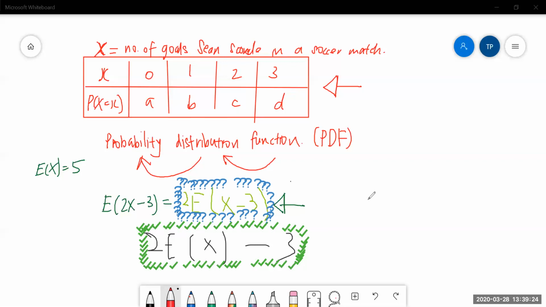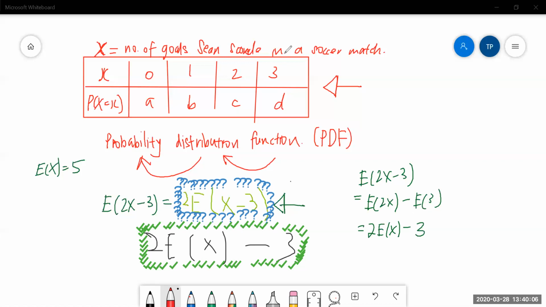Why? Because it works just like algebra. When you have the expectation of 2x minus 3, you can split it up into the expectation of 2x minus the expectation of 3. From the expectation of 2x, you can factorize out the 2 to give you 2 times the expectation of x. The expectation of 3: 3 is not a random variable, it is a constant, so there's nothing to expect out of it. It's just 3. Understand?